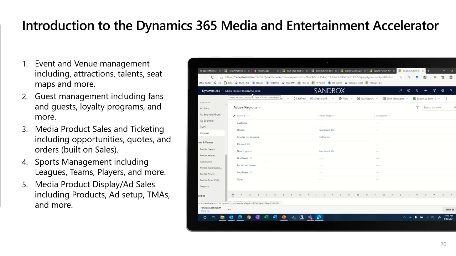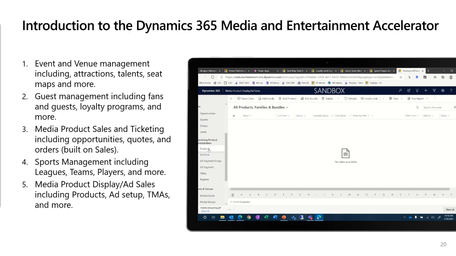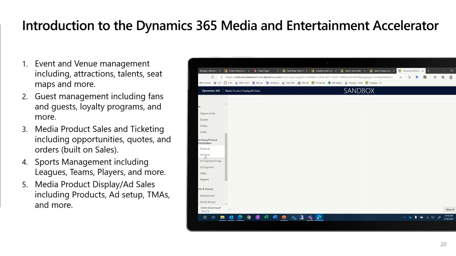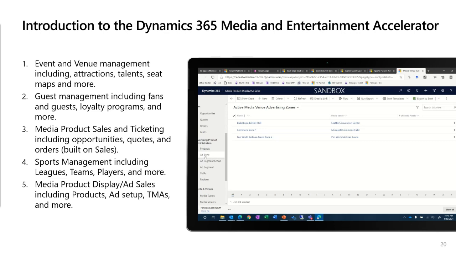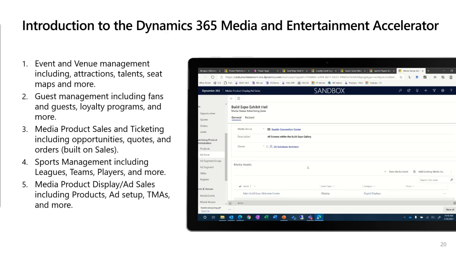And the last one here is the media and product display ad sales. So with this one, we have the ability to sell advertisements and different types of media. So you set up the products. These are the different types of media that you want to sell. And then you can create ad zones. So ad zones are the different areas that you might be having advertisements in.